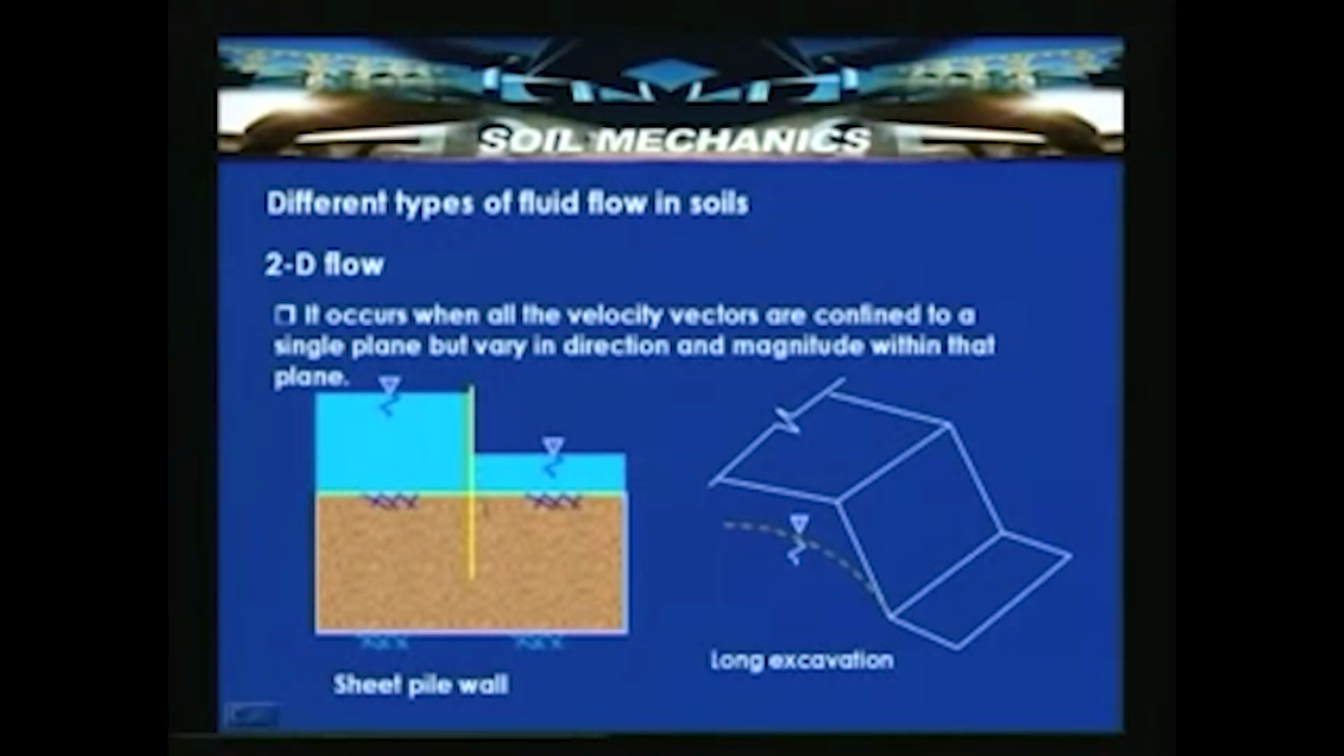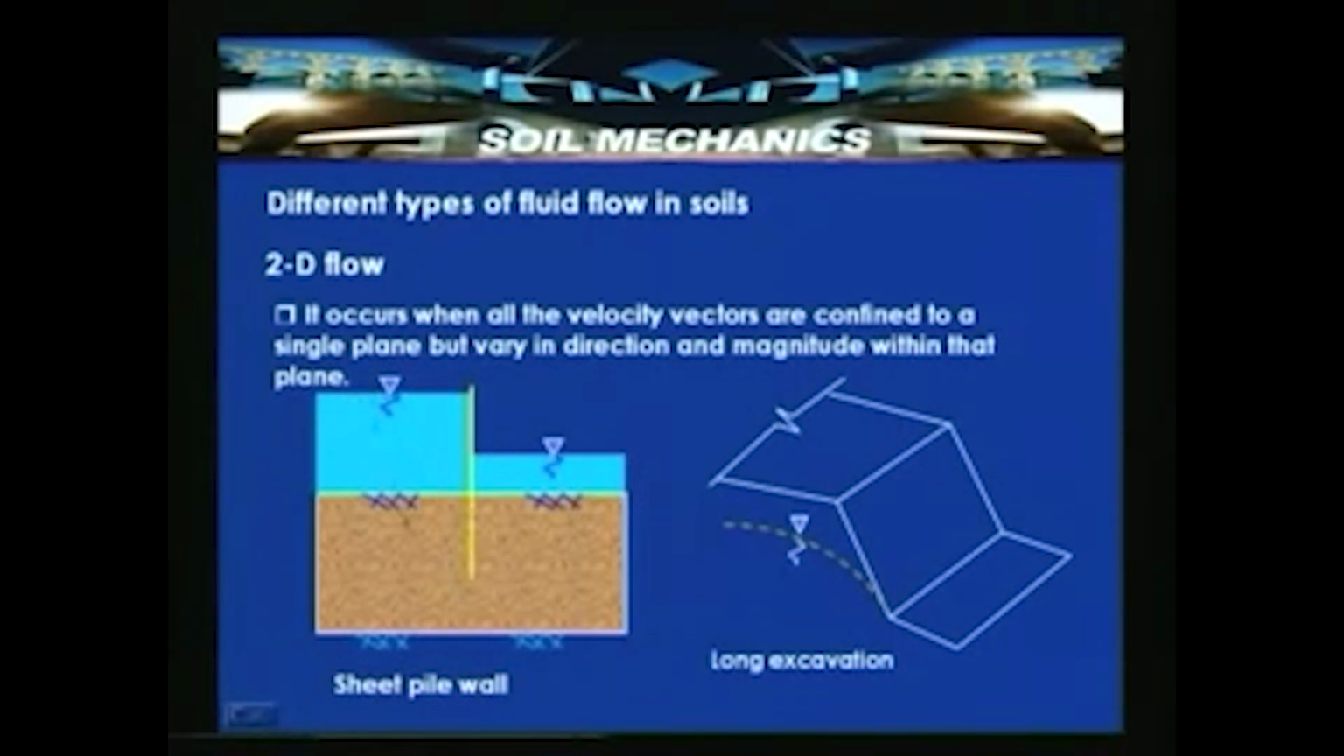Here, the yellow member is designated as the sheet pile wall, and if it is placed in a saturated sand layer, then this is the head which is driving the flow. So, the flow occurs from this point to this point.